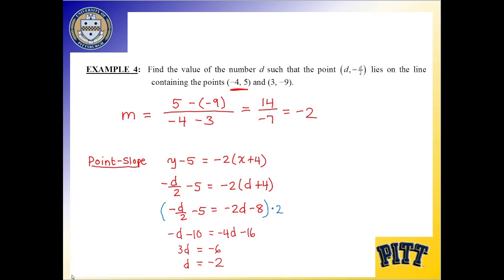That means that the point I was looking for, if I want to know the actual point, would be (negative 2, 1), the coordinate that has that format and also lies on the same line as those 2 points. They didn't ask us to find the actual coordinates. They just want us to find d, which is actually one of the 2 coordinates, but you get the idea.